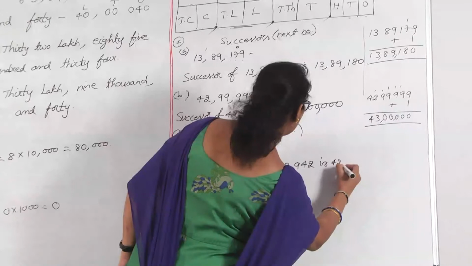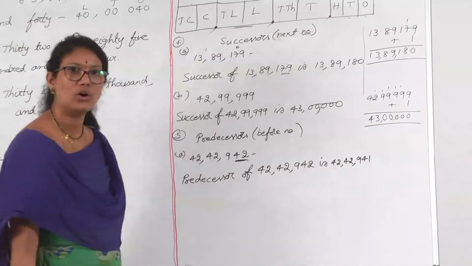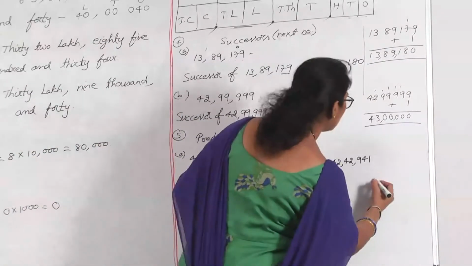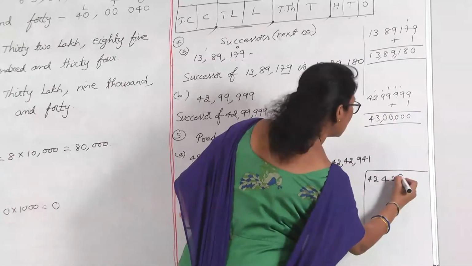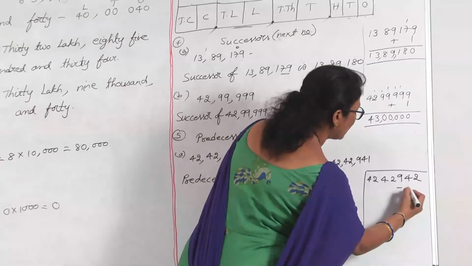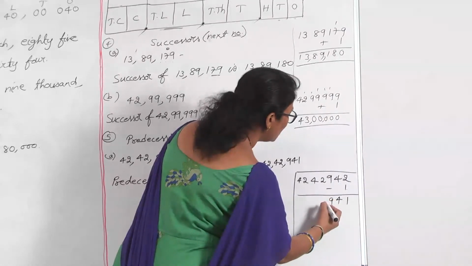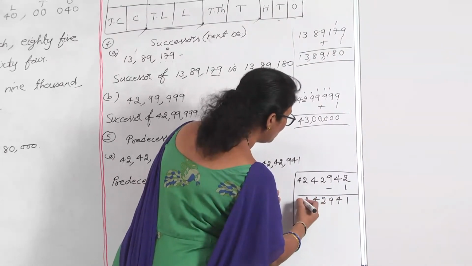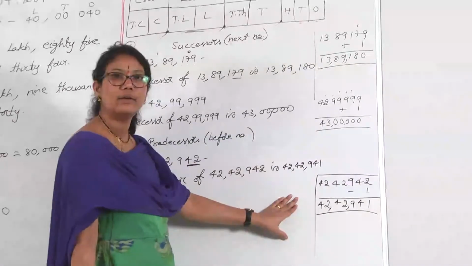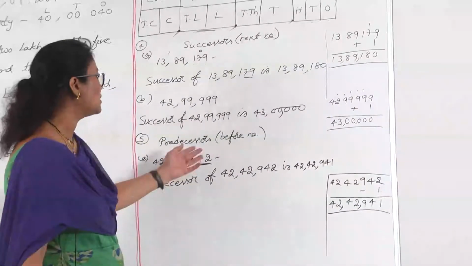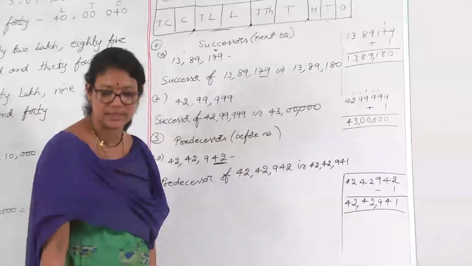It is 42 lakh 42,941. This is one way, or subtracting 1 from the given number, 42 lakh 42,942, subtracting 1. So 2 minus 1 we know as 1, 4 copy down, 9 copy down as it is, 2, 4, 2, 4. So it is 42 lakh 42,941. We can write directly, or otherwise subtract 1 from the given number and write the predecessor.